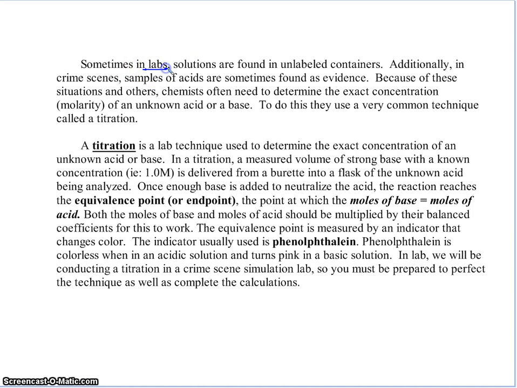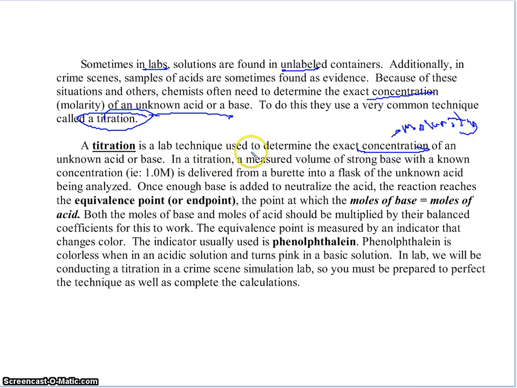Sometimes in labs, solutions are found in unlabeled containers. Additionally, in crime scenes, samples of acids are sometimes found as evidence. Because of these situations and others, chemists often need to determine the exact concentration, molarity, of an unknown acid or base. To do this, they use a very common technique called a titration. A titration is a lab technique used to determine the exact concentration, so molarity, of an unknown acid or base.